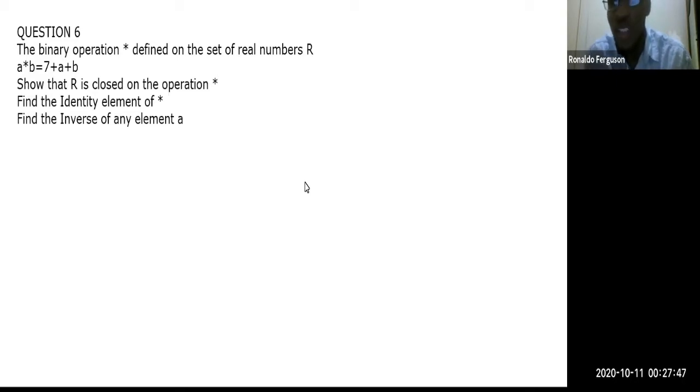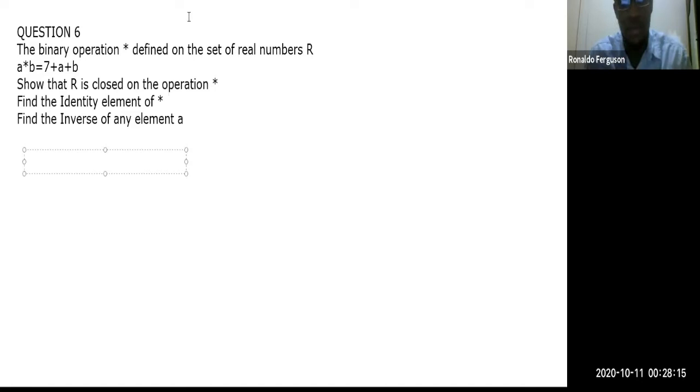To show that it is closed under real numbers, what we need to show is that A star B, for any real numbers A and B, the result is also going to be a real number. Alright, so that's what we're going to show. Here's where we use some Cartesian product. So look at this now. This is how we can do the first part.